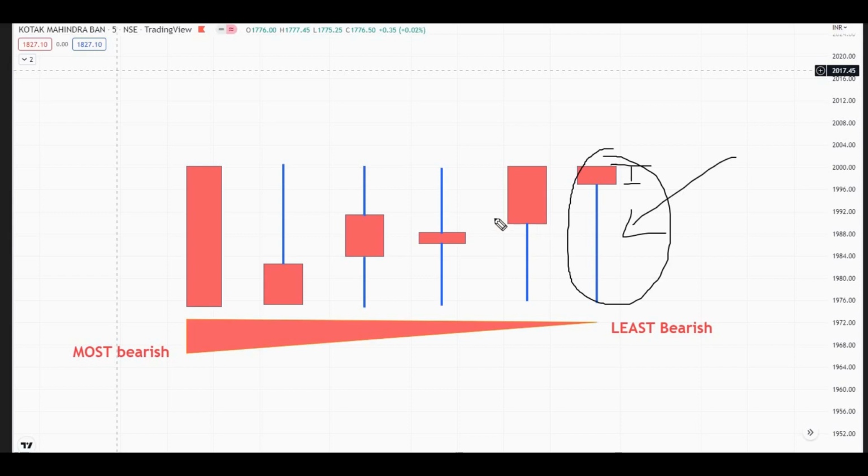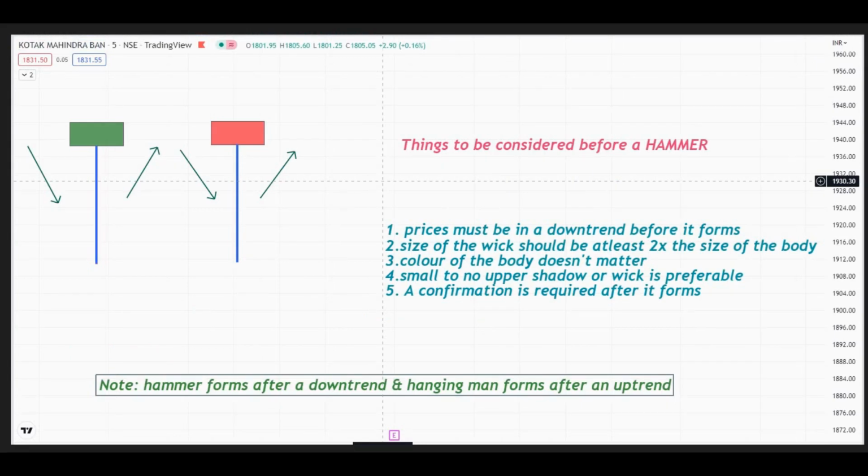Okay, and these are exactly the same as the topics discussed in bullish price pattern. Okay, so the first type of candlestick pattern that we will discuss today is hammer.